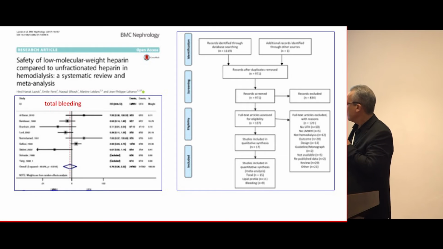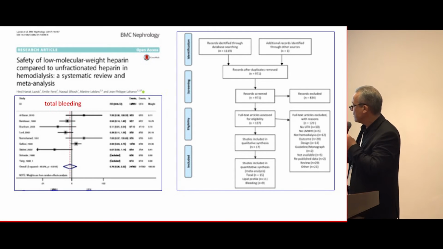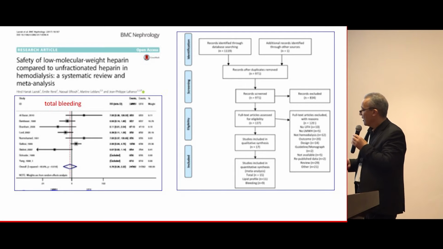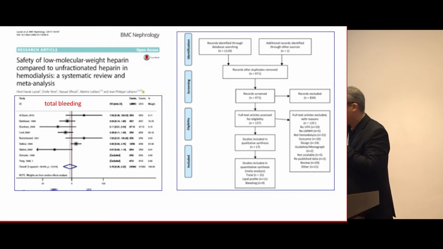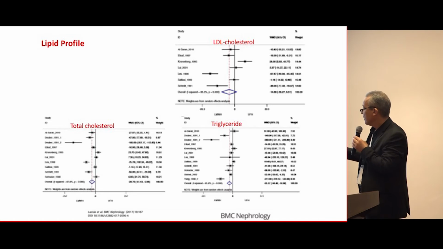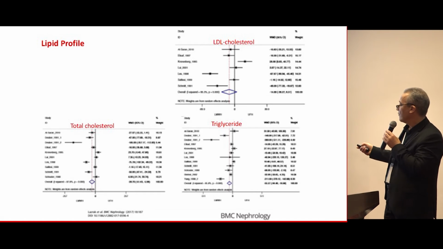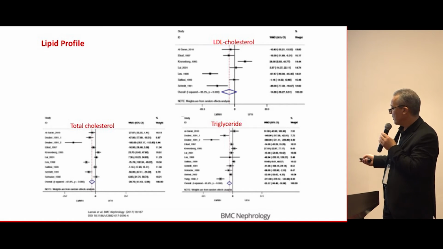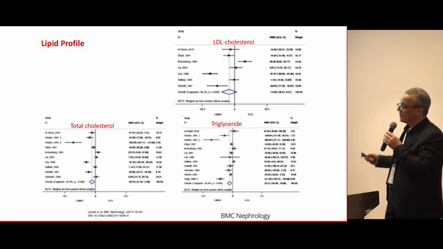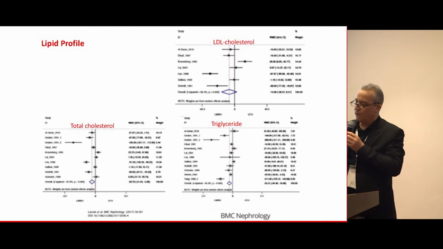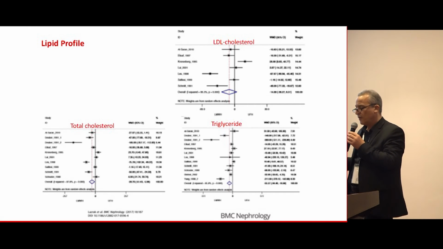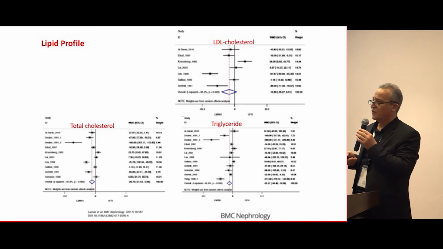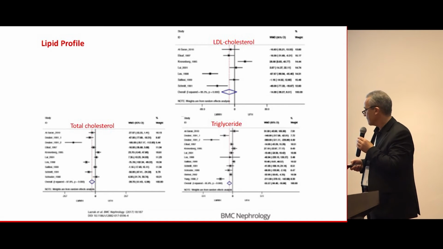This is another systematic review and meta-analysis, more recently published. They find the same result regarding bleeding, no difference. So there is no difference for bleeding between unfractionated heparin and low molecular weight heparin. Otherwise, there is some advantage for lipid profile for total cholesterol and triglyceride, but not for LDL cholesterol, and maybe, as I showed you before, improving the quality of the LDL cholesterol, reducing the small dense LDL cholesterol 5 and 6, which are very atherogenic for our patients.